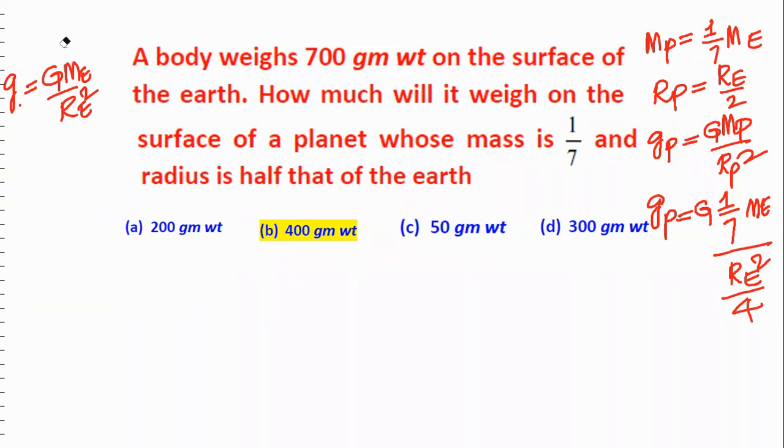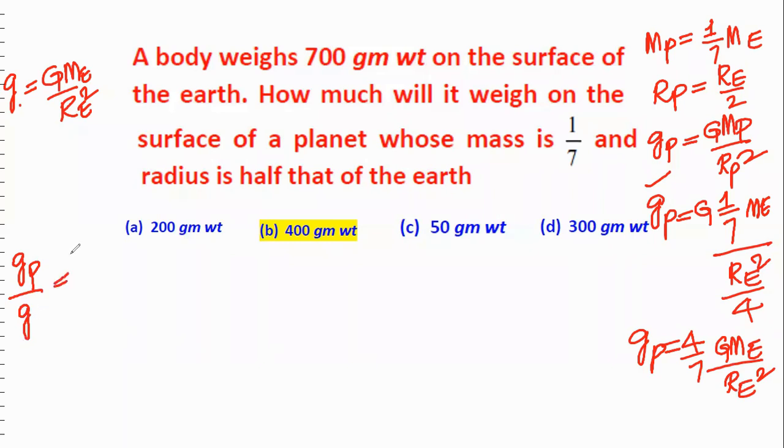Let us suppose this is Re square by 4. So on writing the reciprocal, Gp is equal to 4/7 GMe divided by Re square. So we have to calculate the acceleration due to gravity on the planet.